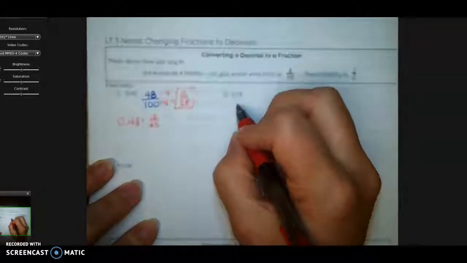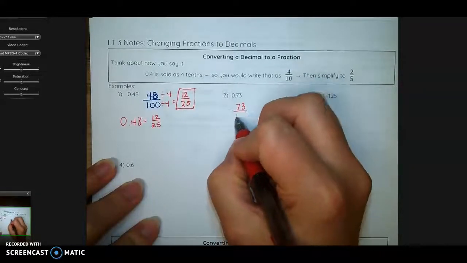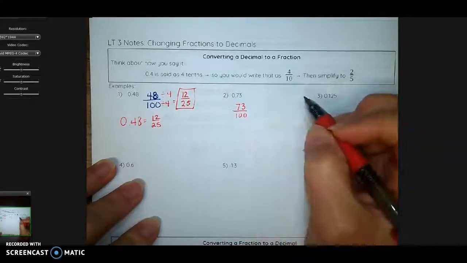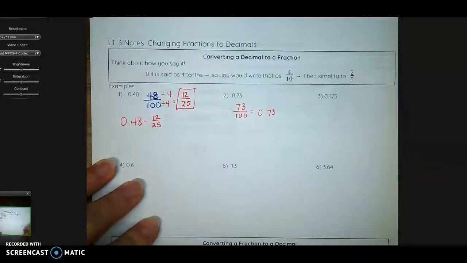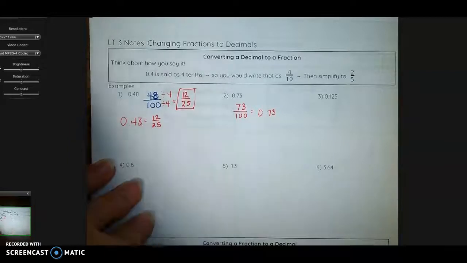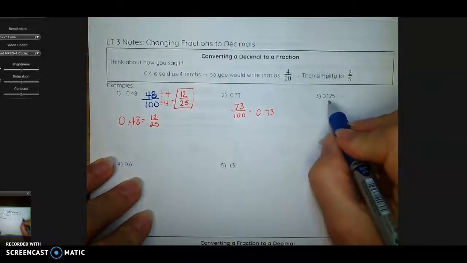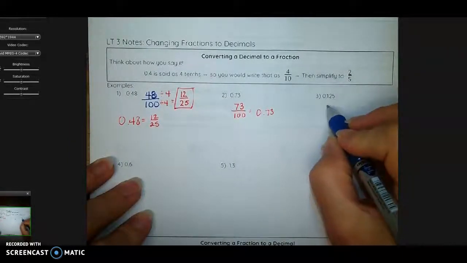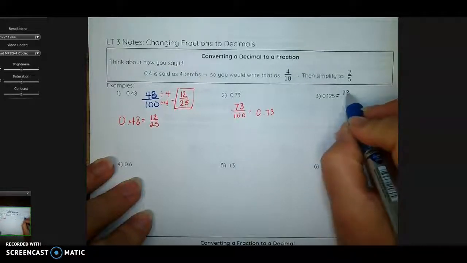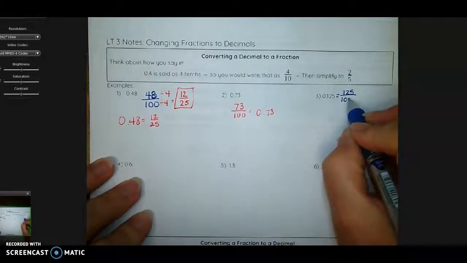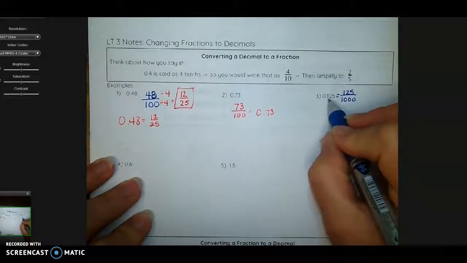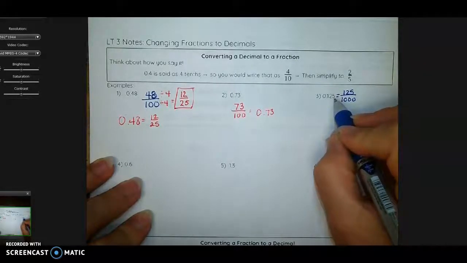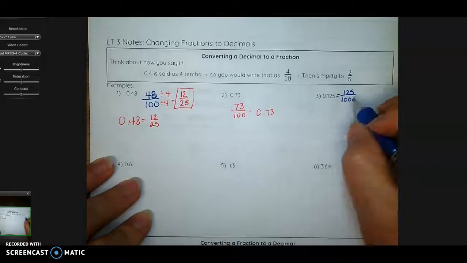This one right here is 73 over 100, and I cannot reduce that, 73 being a prime number. So these two are equivalent to each other. My next one, I have 125 thousandths because the 5 is in the thousandths place. So tenths, hundredths, thousandths. That's what that TH on the end is.